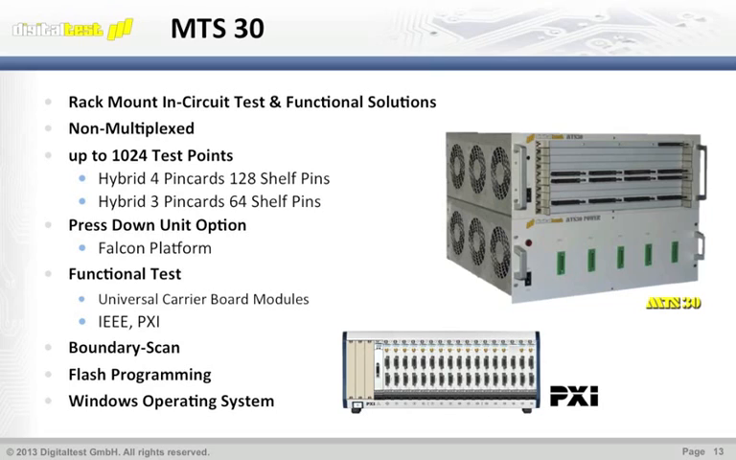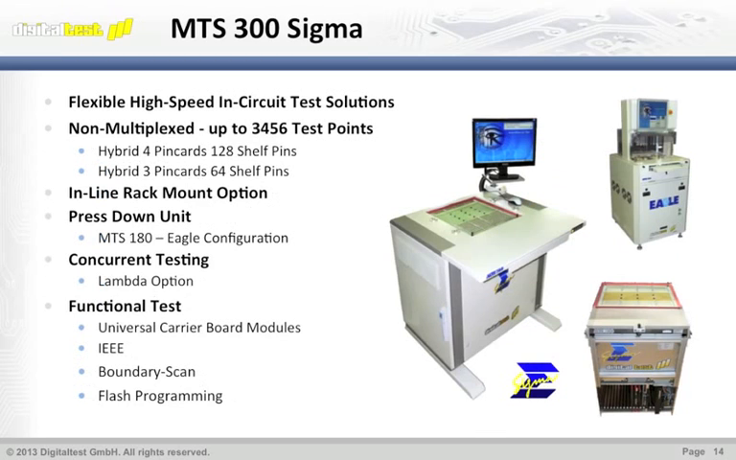This can also be mounted into lots of third-party handling systems and provides a very, very capable and flexible functional and in-circuit test system. Again, all the cards that we can put in here are non-multiplexed and provide full digital capability and full analog capability. So the Sigma will allow us to go up to 3,500 test points, again fully non-multiplexed. It comes in three options here.